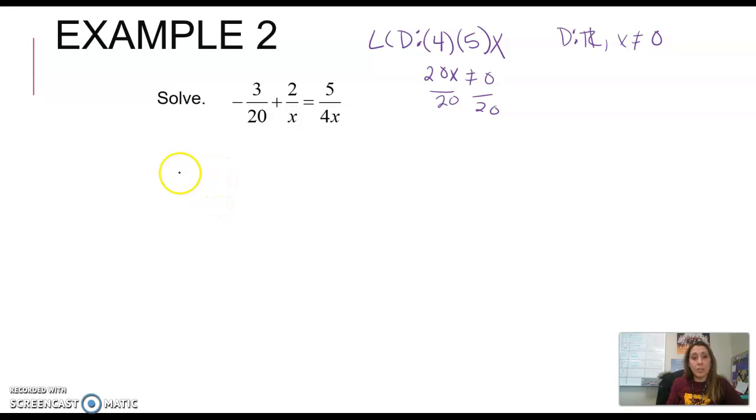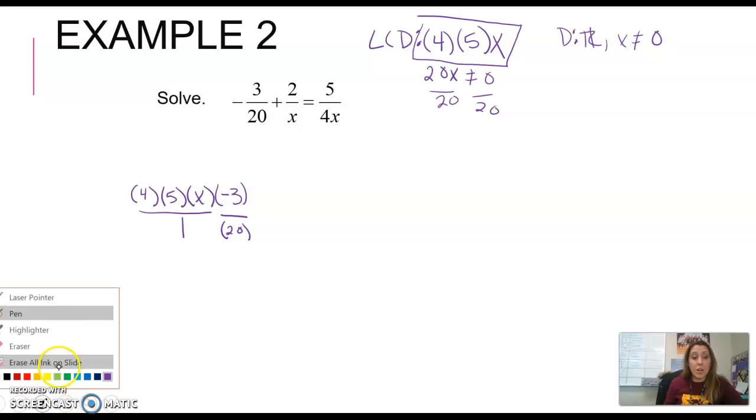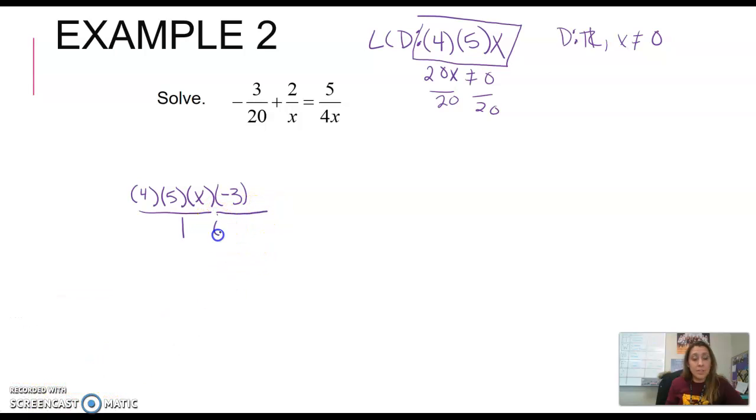Alright, here's what we're going to do. I'm going to take my lowest common denominator, or least common denominator, and I'm going to multiply it everywhere. So I'm going to take 4 times 5 times x times, I'm going to move this negative up here, so negative 3, and this part is all over 1, and we're multiplying, and this was over 20. Or I could leave that factored out because we've been factoring our denominators, right? So I'm going to factor my 20. So I'm going to say all over 4 times 5. And this is all going to be over 1.